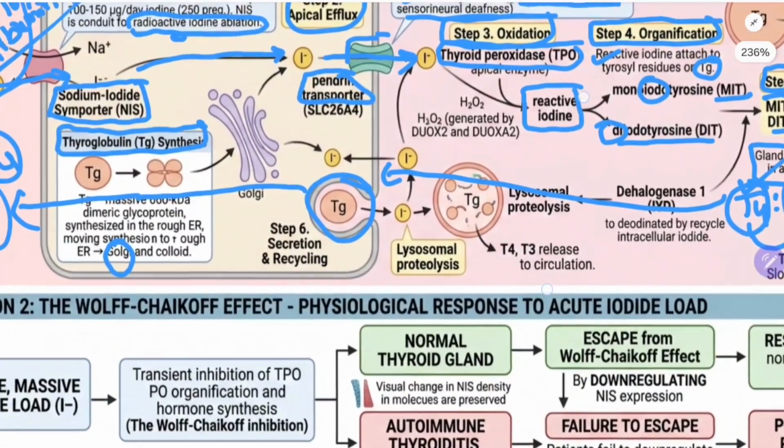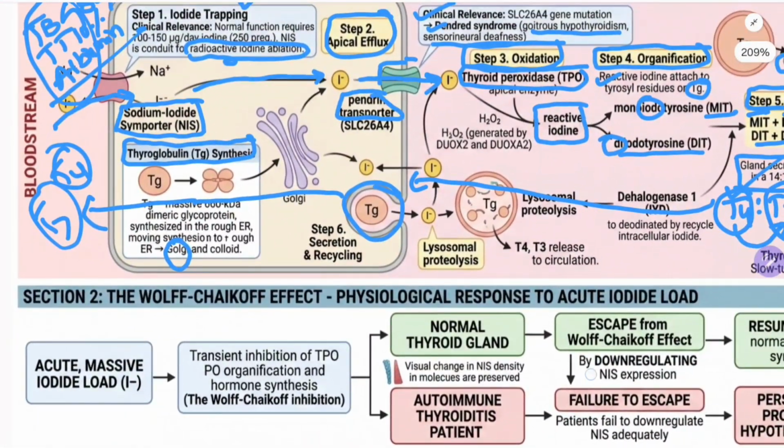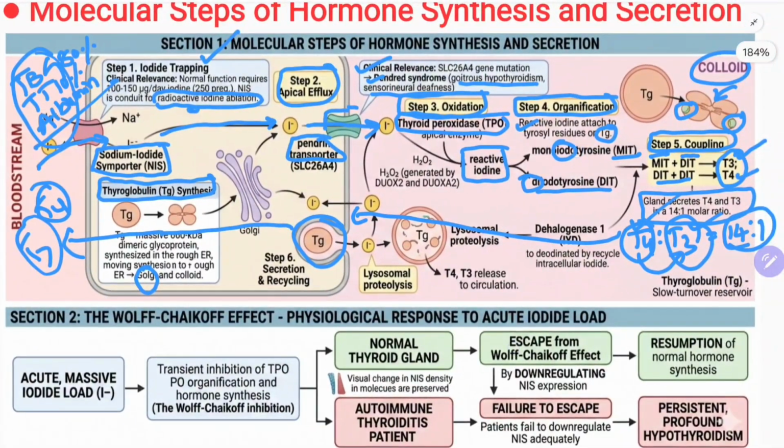Now one important effect we should remember. What is that important effect? The Wolff-Chaikoff effect. What is the Wolff-Chaikoff effect? It is a physiological response to an acute iodide load, when the iodide is very high in the body. So what happens is, when there is an acute massive iodide load, there is a transient inhibition of the thyroid peroxidase enzyme, and of organification. So that will lead to decreased production of T3 and T4.